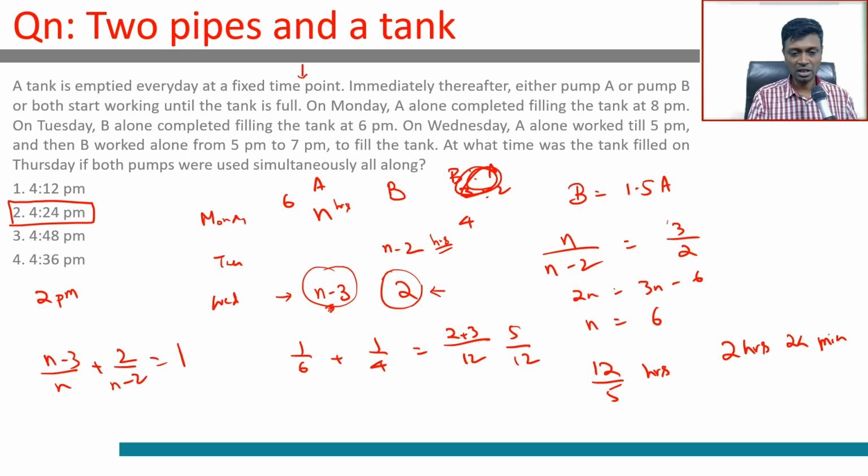N minus 3 hours at the rate 1 by n per hour. 2 hours at the rate 1 by n minus 2 per hour. Together they fill the tank. Solve this, we will inevitably get n as 6, and then we complete it and solve. Let's look at this one.